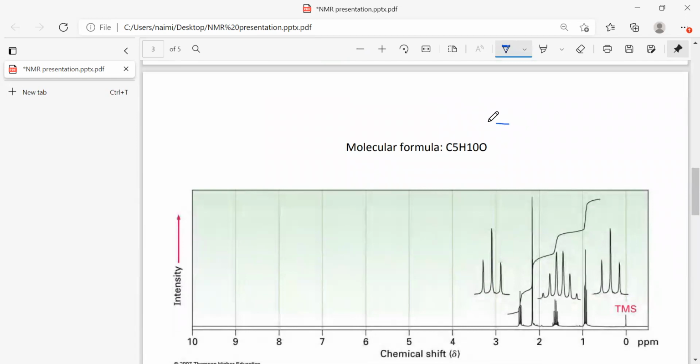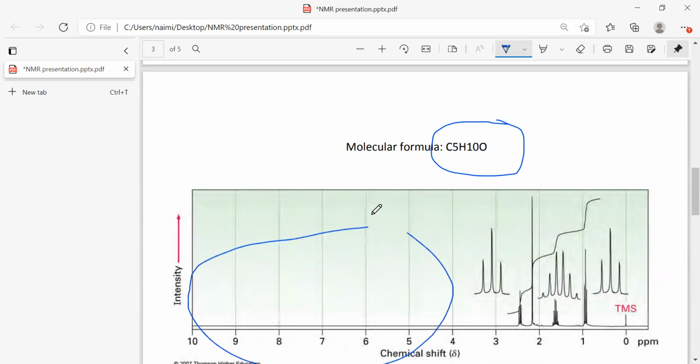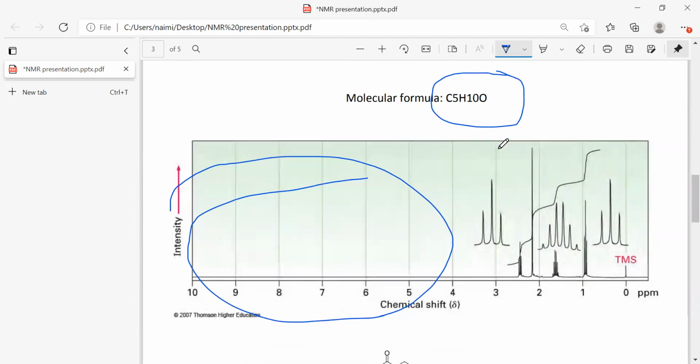Next, you can see here C5H10O. There is only one oxygen, which means either an ether or an aldehyde will be present. Since an aldehyde is not present, because there is no peak in the 9 to 10 region where the aldehyde peak would appear, a ketone will be present. After that, a CH3 will be present, this one, and another CH3 is present.